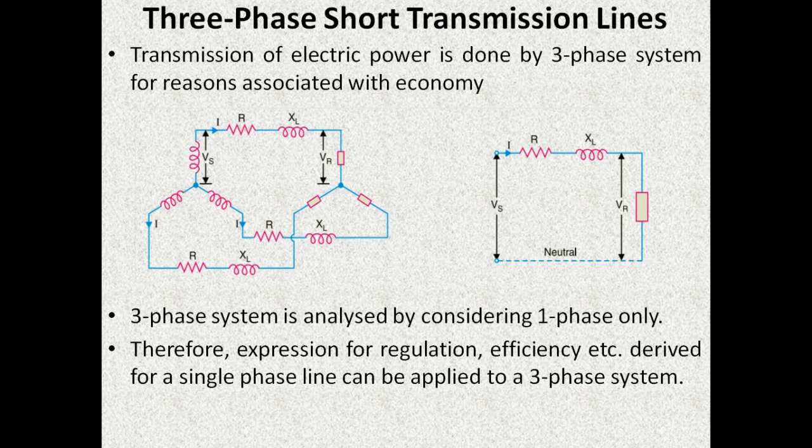As all of you very well know, the transmission of electric power is always done using a three-phase system due to economic reasons. In this diagram, a three-phase balanced load is being supplied by a star-connected generator. Each conductor of the transmission system has a line resistance of R and an inductive reactance of XL.